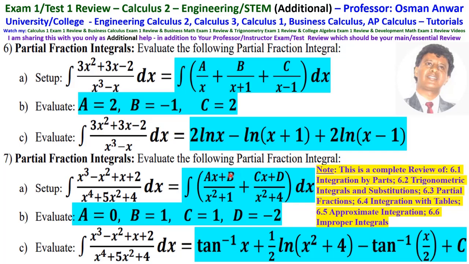Then the first one is 1 over x squared plus 1. The integration of that is tan inverse of x. The second one, x over x squared plus 4. We're going to use u substitution to integrate this, and the integration of that is 1 over 2 ln x squared plus 4. Then the integration of minus 2 over x squared plus 4 is minus tan inverse x over 2 plus C.